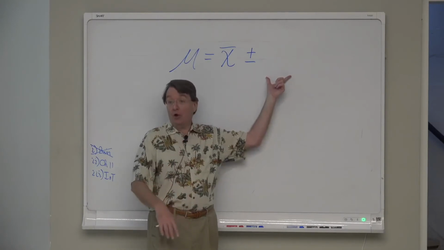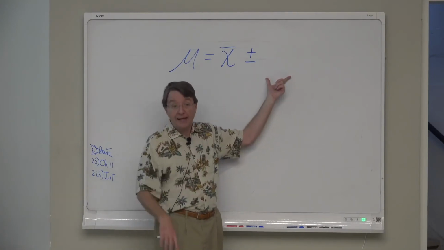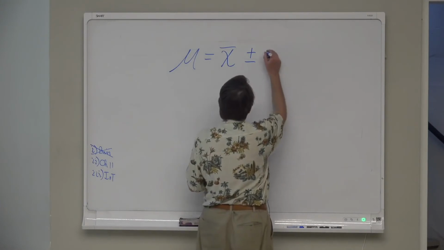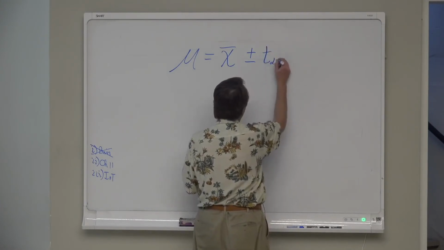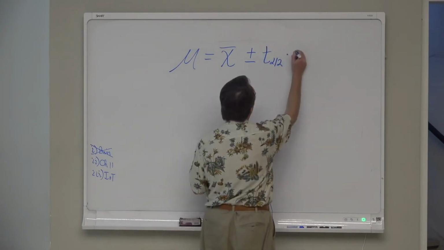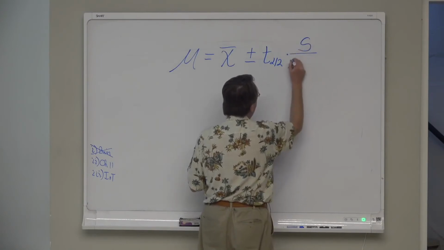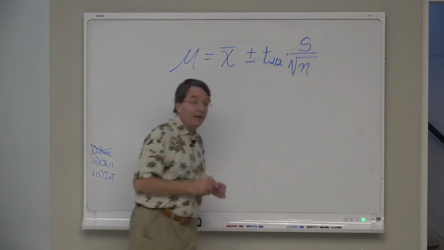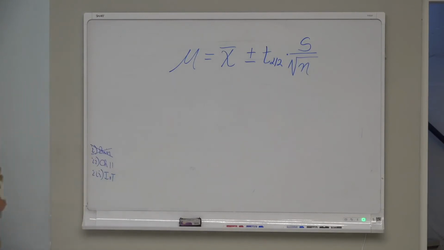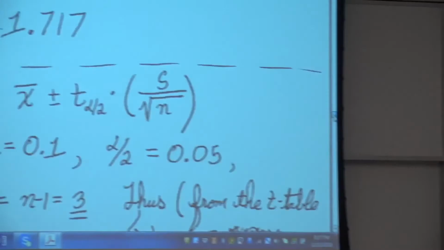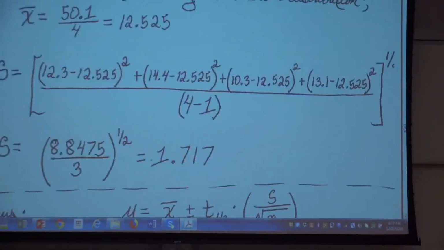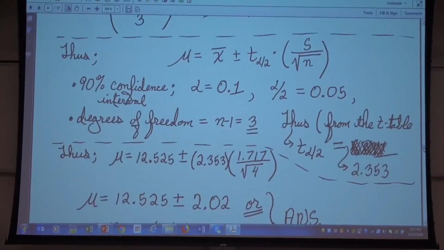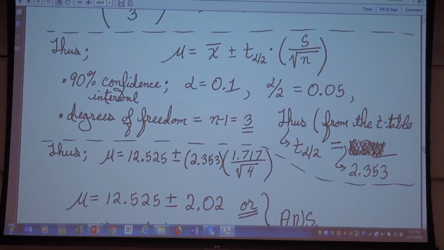We didn't use that term in Chapter 6. We saw that in Chapter 7. And this is then going to be equal to the t variable, t sub alpha over 2, times the standard deviation of the sample divided by square root of n. And that's the next formula you're going to see. So that's the formula for estimation of student t. Now, we want to be, how confident? 90% confident. Okay? We want to be 90% confident.